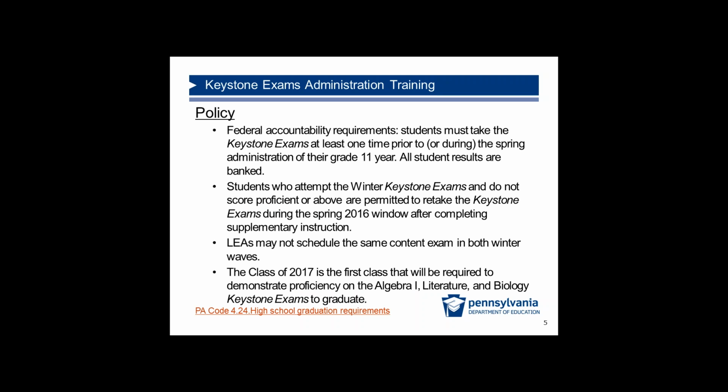As far as policy is concerned, the federal accountability requirements: students must take the Keystone exams at least one time prior to or during the spring administration of their grade 11 year. All the results are banked. Students who attempt the winter Keystone exams and do not score proficient or above are permitted to retake during the spring 2016 window after completing supplementary instruction. LEAs may not schedule the same content exam in both winter waves, and the class of 2017 currently is still the first class that will be required to demonstrate proficiency on the Algebra 1, Literature, and Biology Keystone exams. The link at the bottom, the PA Code link, takes you to that in the PA Code.